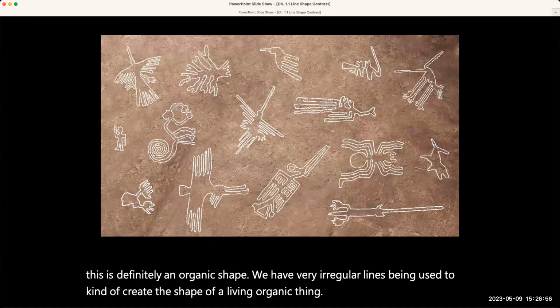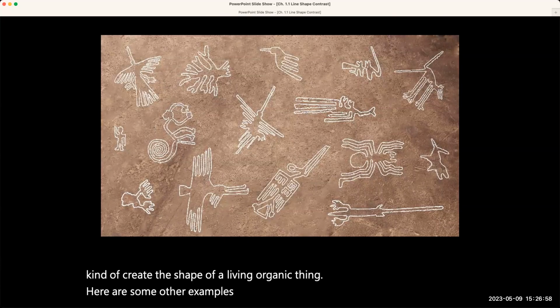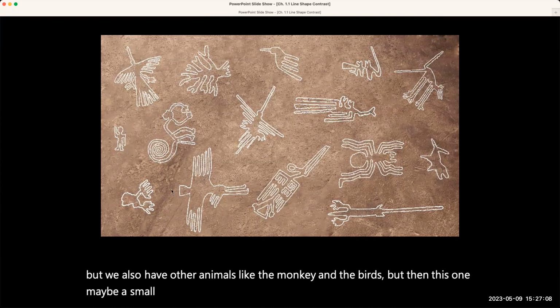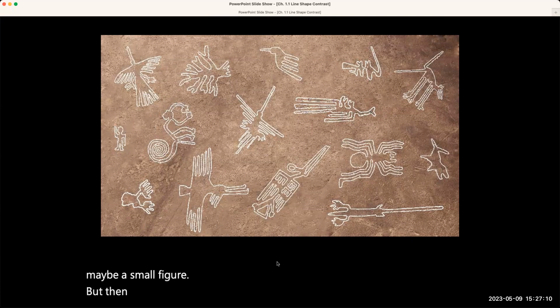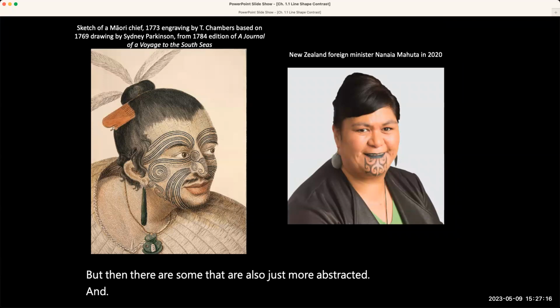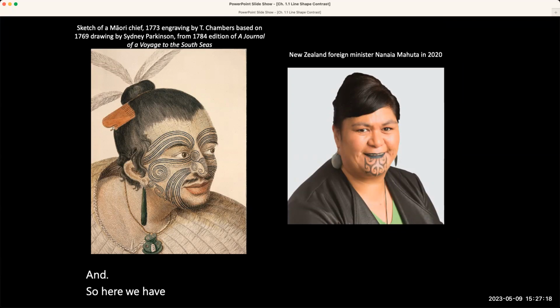Oh, here are some other examples of these Nazca lines. So we had the spider, but we also have other animals like the monkey and birds. But then this one, maybe a small figure. But then there are some that are also just more abstracted. So here we have a tradition that uses organic shapes.